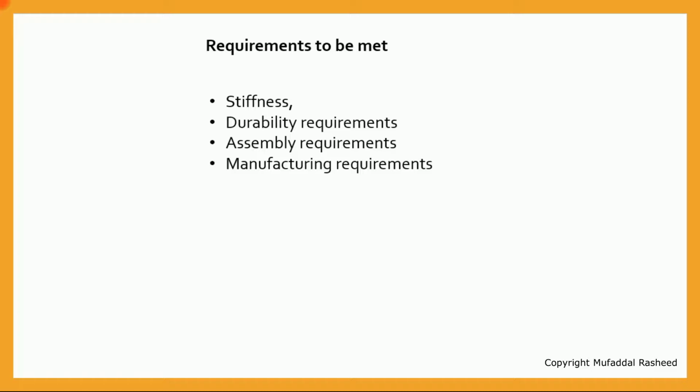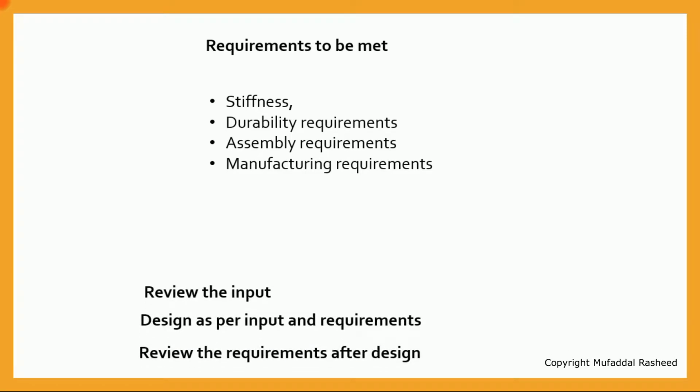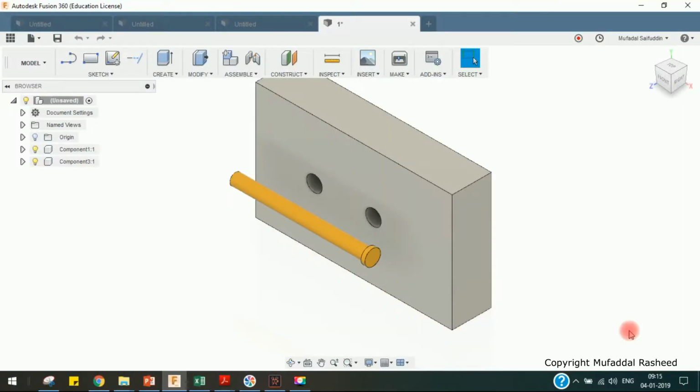And finally the manufacturing requirements, that is the bend radius, the clearances between the bend radius and the holes, and the sharp edges, all those requirements have to be met. So the basic procedure would be to review the input, to understand the input data. That is what we have done. Then to design as per the input data and the requirements, to conceptualize the design, and then again to review the requirements after the design has been done. So this is the basic design process for any part. Now we'll be going ahead and doing the actual design of the part. So let's start the design now.